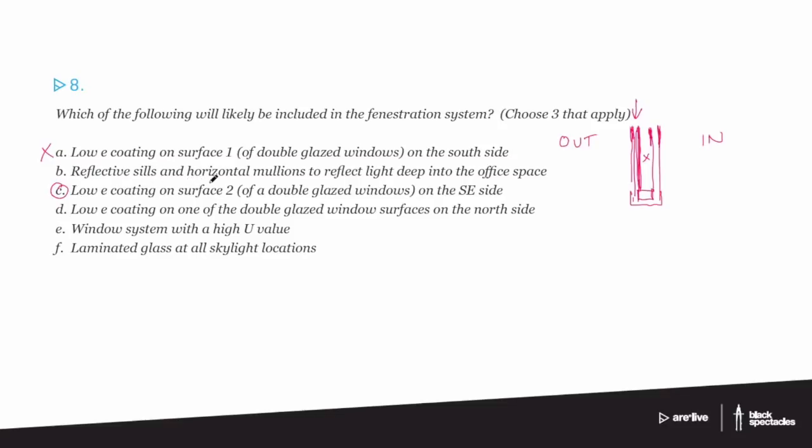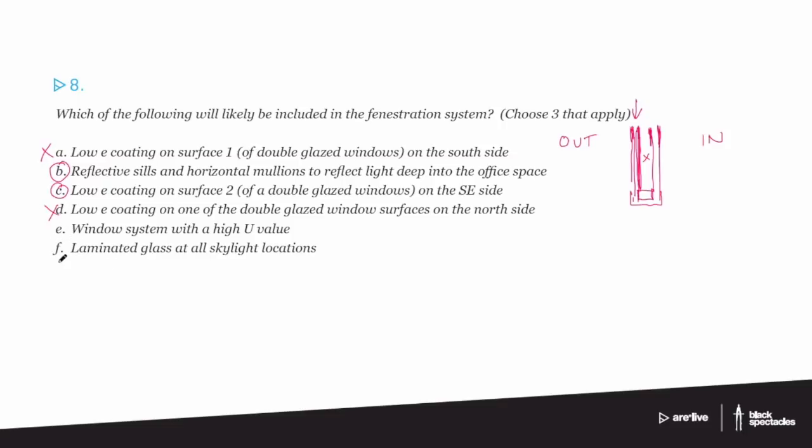Reflective sills and horizontal mullions to reflect light deep into the office space. We already talked about how much they're interested in daylighting, so that sounds like a good answer for the fenestration system. Low E coating on the north side. People will often put low E coating on the north side just because they say, okay, we want low E coating on all the windows, but it's not actually doing anything for you on the north side. So that one's not needed.